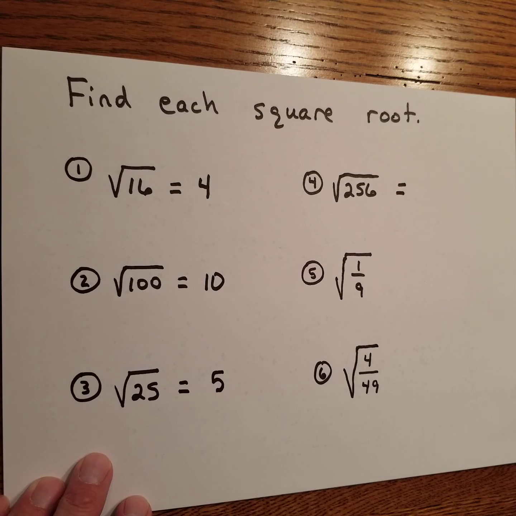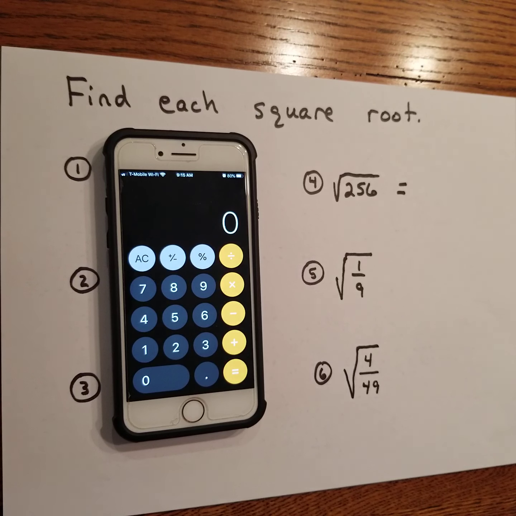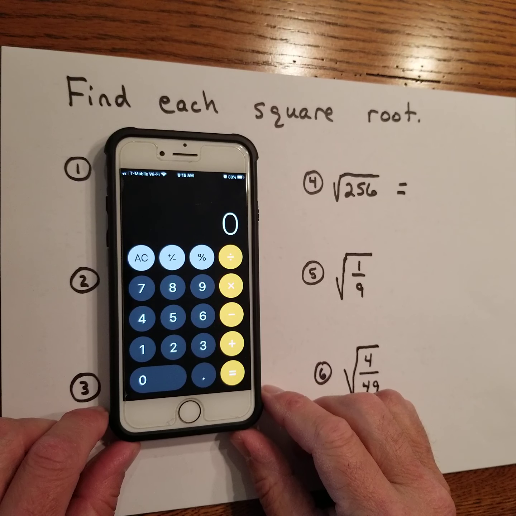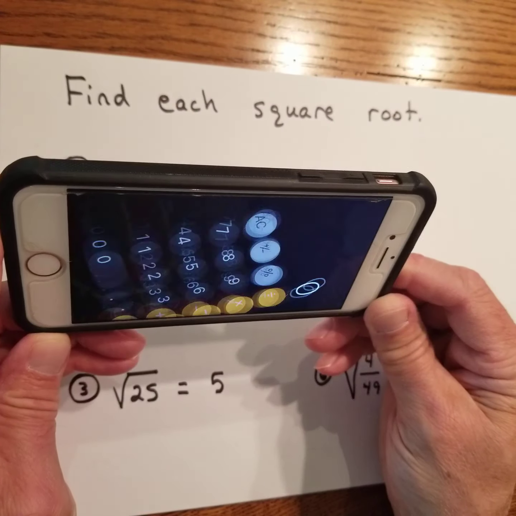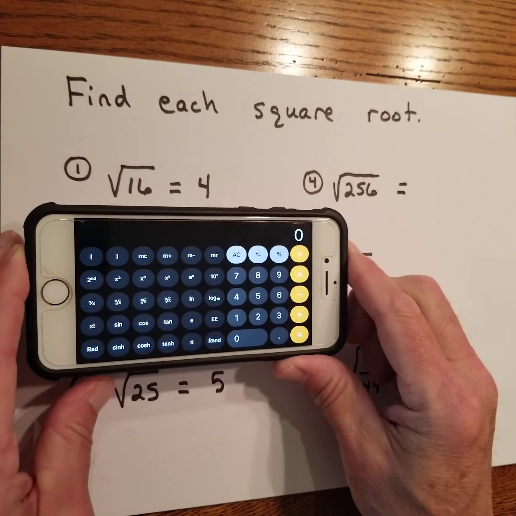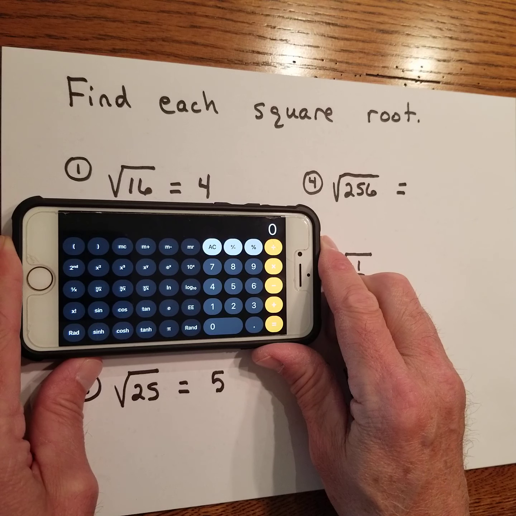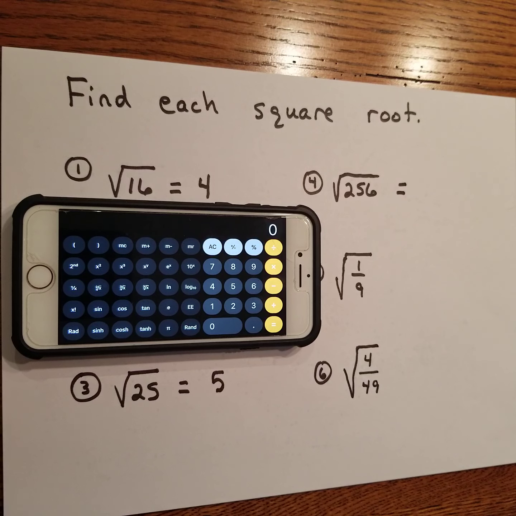Now, the square root of 256, well, that's a big number. I could guess, or we could use a calculator for a little help. Now, my calculator this way doesn't have a square root button on it. But if I take it and turn it, now we've got more buttons, including a square root button. Depending on your calculator, your square root button may work a little different than mine. You'll have to play with it and find out the way to make it work great.